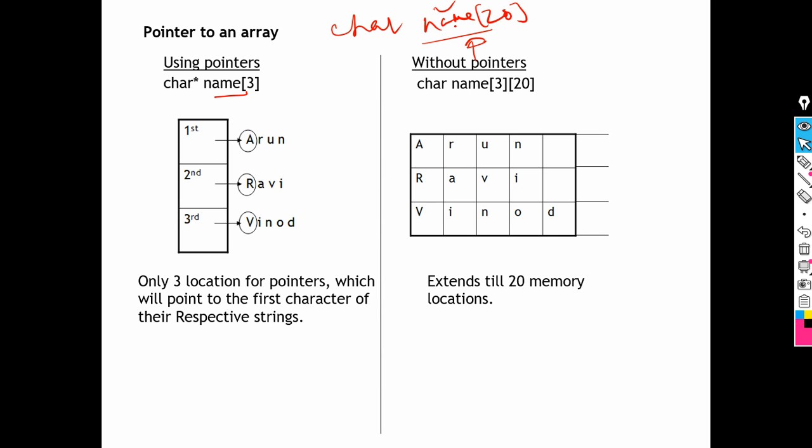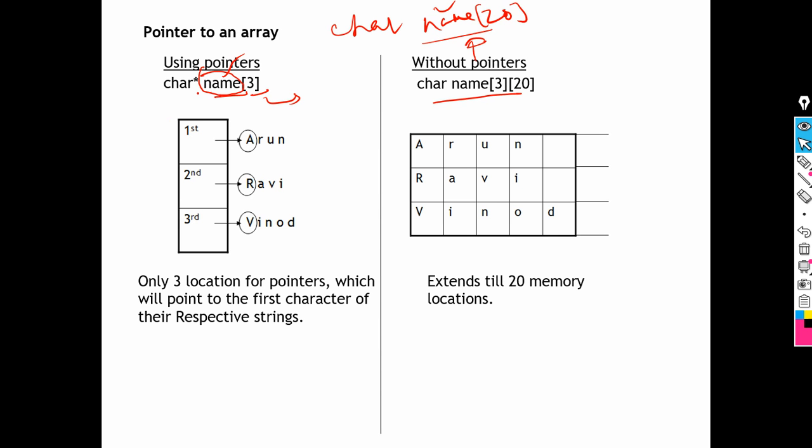So we just use a percentage s format specifier in order to read or print. We can do that all with just the name itself, right? So if I say char *name[3], then name acts like a pointer to 3 character arrays here, right? It means this name is a pointer which is pointing to 3 strings of this kind, which is equivalent to this, right?